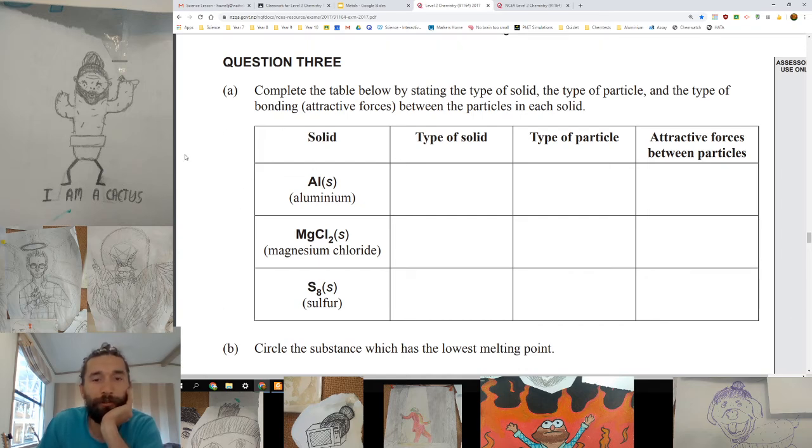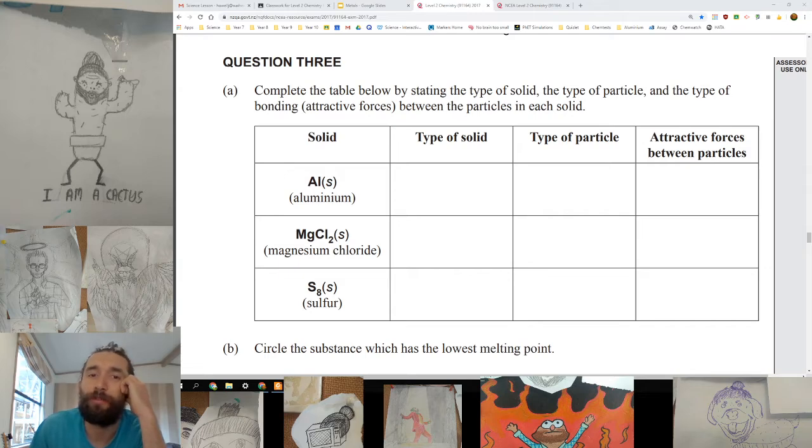Hopefully you all said aluminium. That is the answer. And the reason why you know that is because you've probably seen an aluminium can, or because it's made from metal atoms on the left-hand side of the periodic table. Aluminium's just on the left-hand side of that divide though. Magnesium chloride is going to be ionic because it's made from a metal, the magnesium, and a non-metal, the chlorine. And S8 sulfur is going to be molecular because it's only made from non-metals.